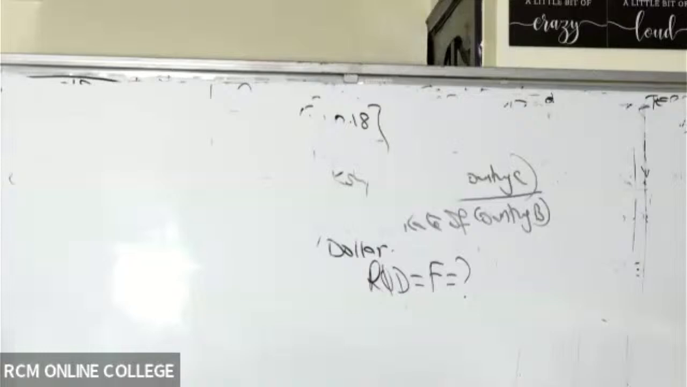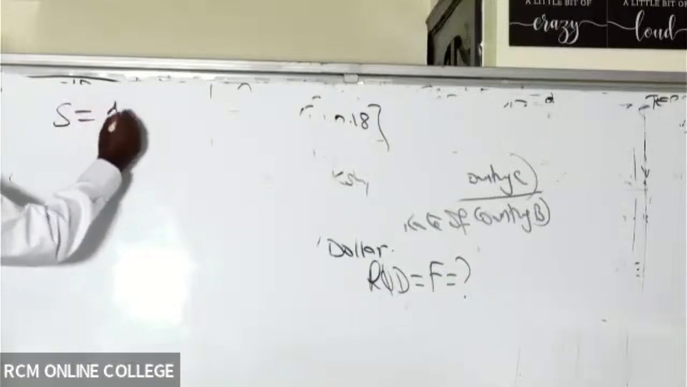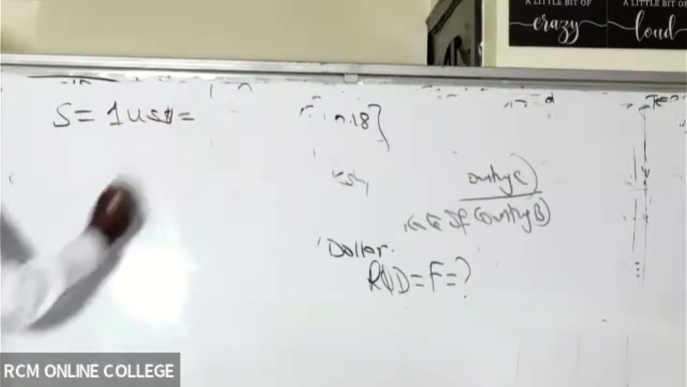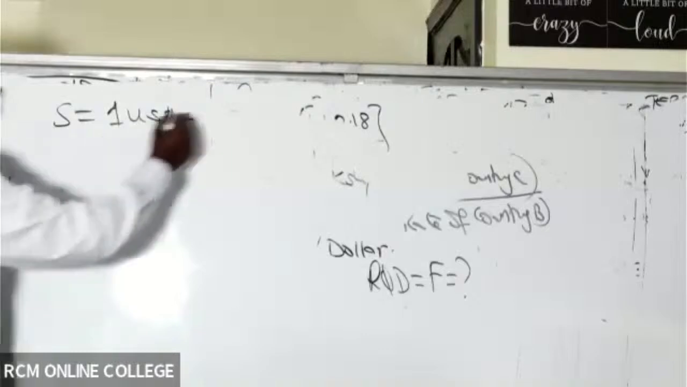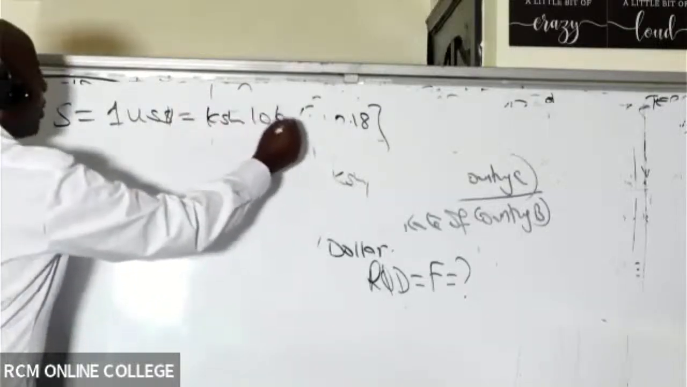whereas the annual interest rate in the US is 12%. Full stop. The spot rate is $1 US equals Kenya shillings 106.